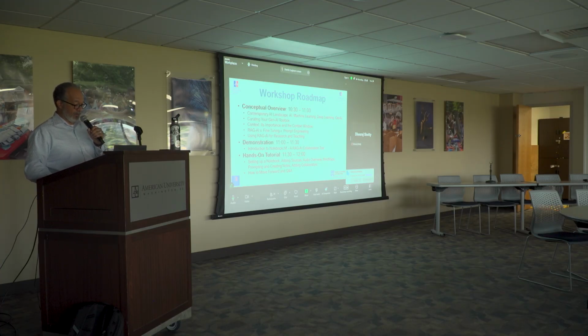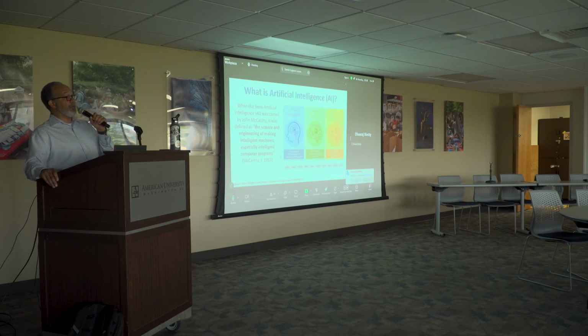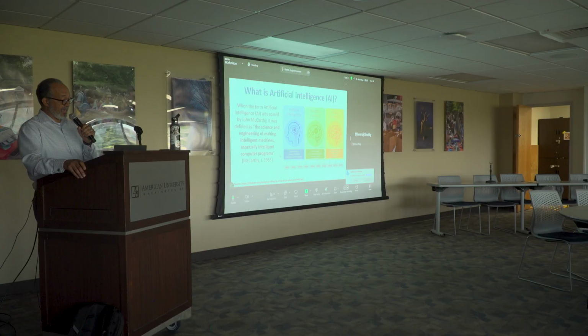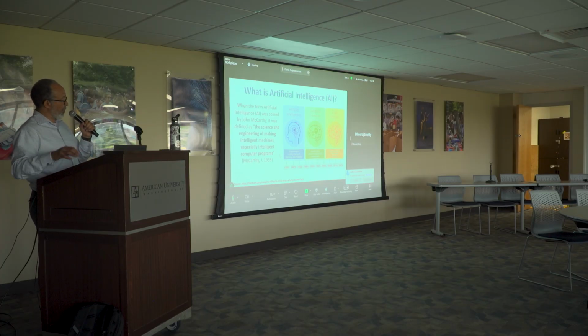So this is our plan for this morning. So let's talk first about the conceptual overview in this contemporary AI landscape. So as I said, AI is not new. Some of you have seen me use this timeline before. I think it's very useful. So when the term AI emerged in around 1955, it was called the science and engineering of making intelligent machines, especially intelligent computer programs. So this was John McCarthy, the sort of person who coined this term of AI. And so this is where artificial intelligence came from.